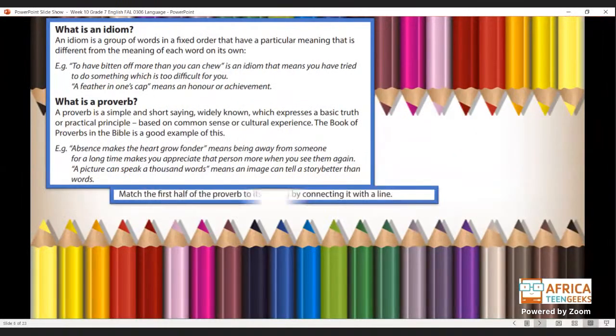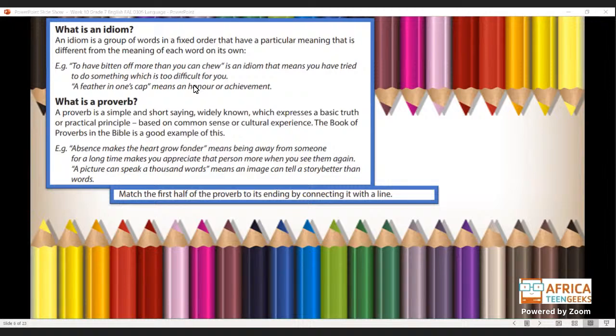Awesome. Okay. So yeah, we have a nice description. If you want to write this down, you're more than welcome to, because it's good to have. If you already have it, that's cool too. So yeah, we have the actual definition. What is an idiom? What is a proverb? An idiom is a group of words in a fixed order, have to be in that order, to convey a particular meaning different from its own words. It's different from its literal meaning.